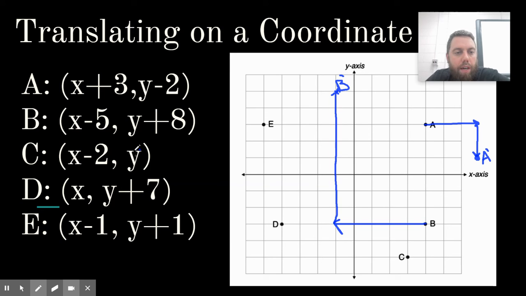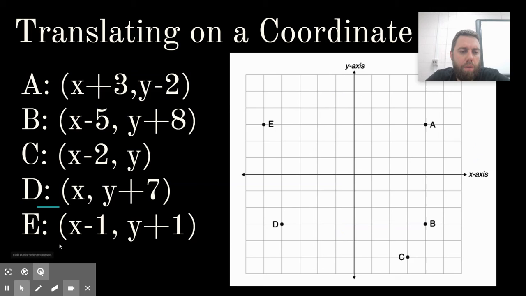Let's try C together, and then I'll let you do the other ones on your own. We have x minus 2 for C. Minus 2 tells us to go left in the negative x direction. And then y. Well, y doesn't have a plus or minus, so that means the y stays the same. So this is C prime. Okay. Try the other two on your own.